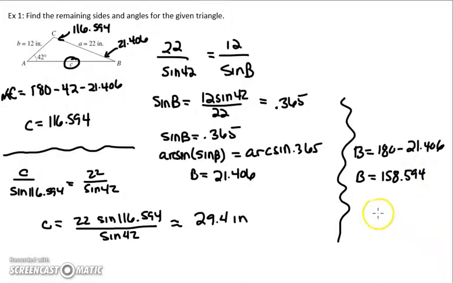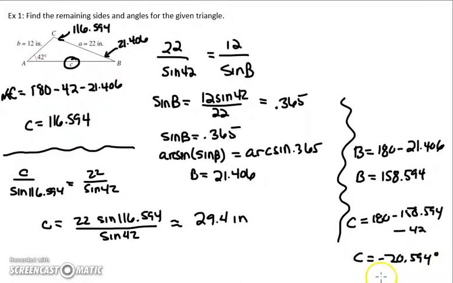But the problem comes from trying to find angle C. So if we try to find angle C using this angle B, angle C is going to be equal to 180 minus 158.594 minus our angle A of 42. And that's going to give us a negative number. So if we do 180 minus 158.594 minus 42, it's going to end up that C is going to have to be negative 0.594 degrees. And that's not possible.